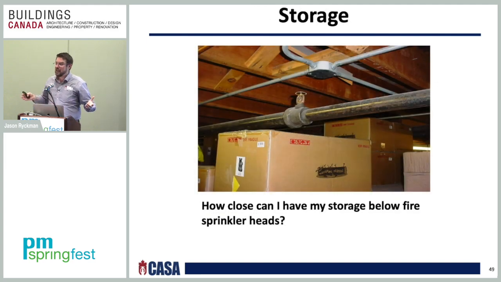Something I see all the time in buildings. Obviously, owners try to use as much space as possible in their buildings, right? And sometimes you guys go a little above and beyond what you should whenever it comes to storage. So how close can I be for my storage to my sprinkler head? The answer to your question is 18 inches. You have to maintain a minimum of 18 inches for any sprinkler head.